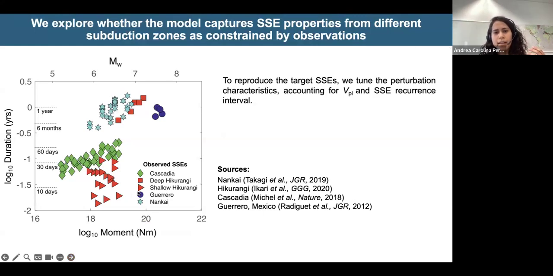So we explored whether the model could capture the duration and moment of SSEs in different subduction zones. I'm targeting here SSEs in Nankai, long-term SSEs in Nankai, deep Hikurangi SSEs, long-term SSEs in Guerrero, short-term SSEs in Cascadia, and short-term, sorry, I didn't define those terms, but short-term and long-term basically refer to the duration of the event. So short duration events are usually short-term events, and they also have shorter recurrence times.